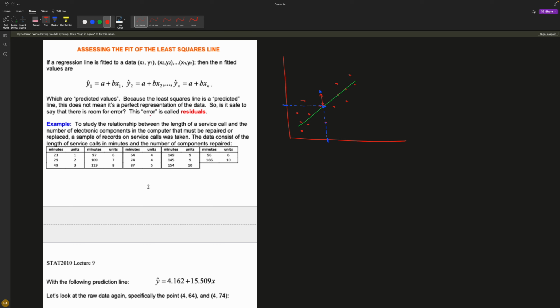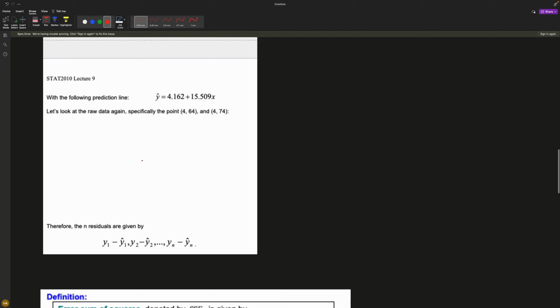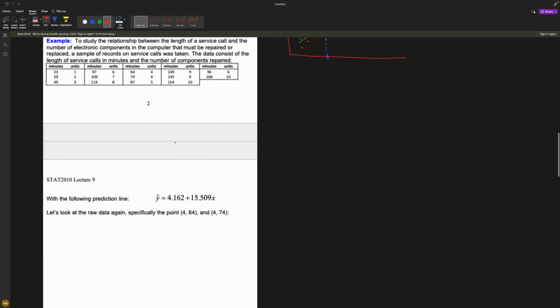So to study the relationship between the length of the service call and blah, blah, blah, you have this data. Right here it tells you with the following prediction line. Let's look at the raw data again, specifically at these 2 points. So if you look at this data, point 64 and 4, which would be right here, right? And then 4 and 74, which is right here.